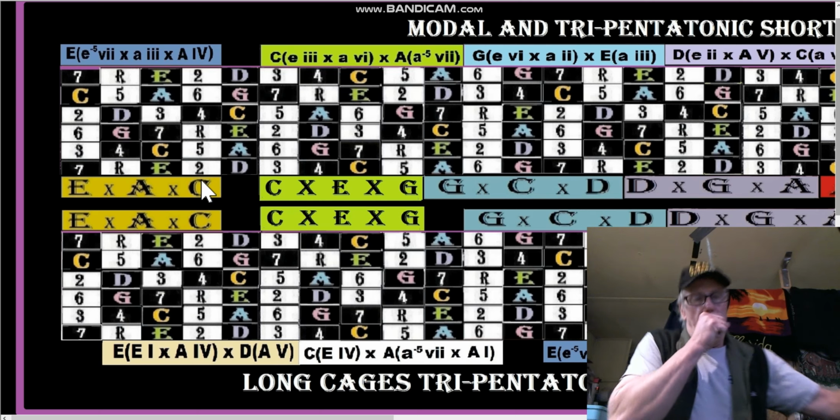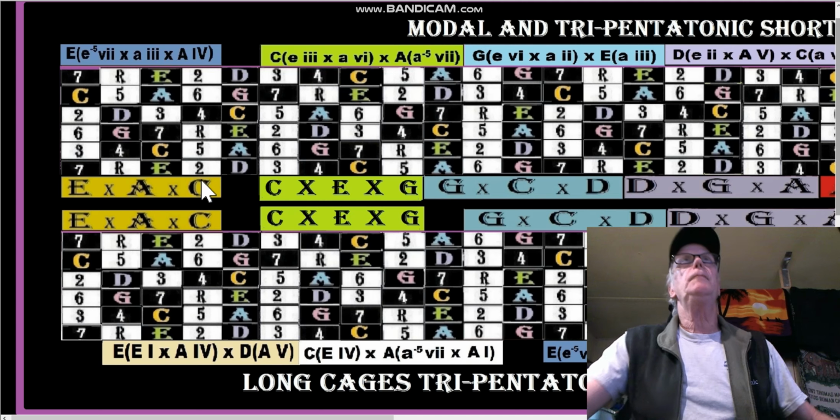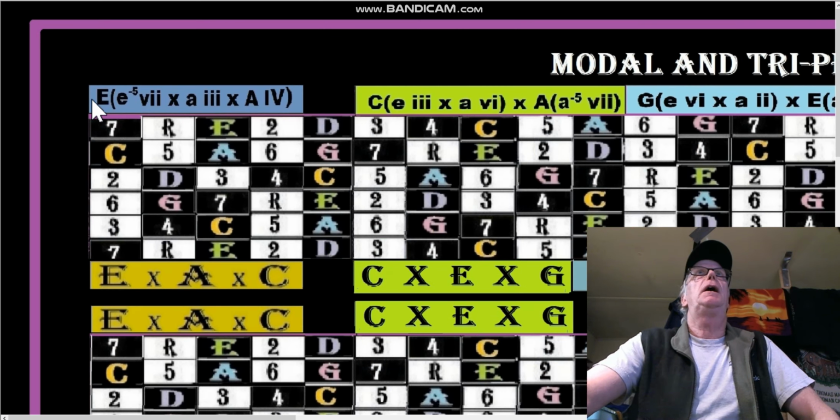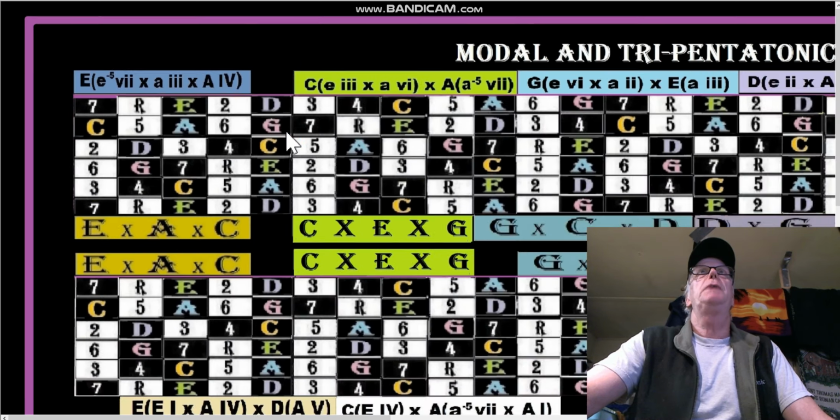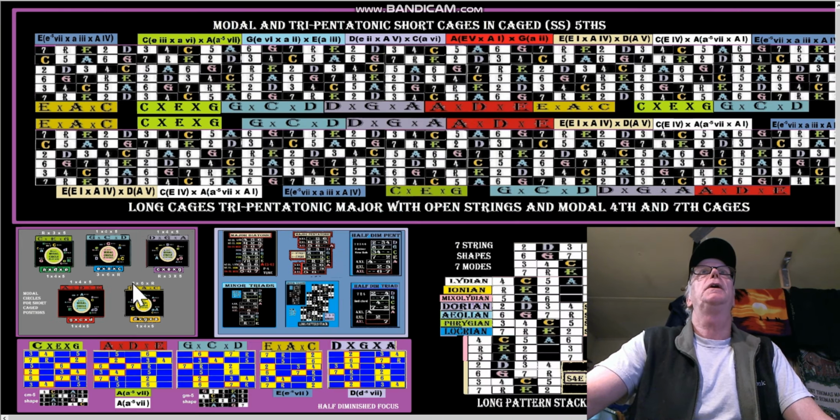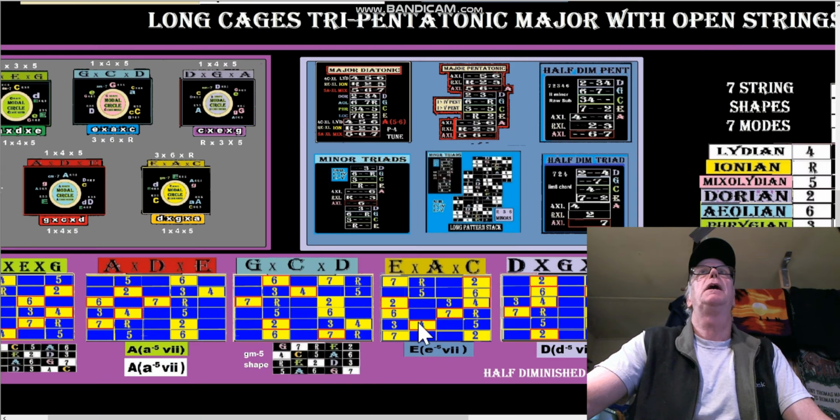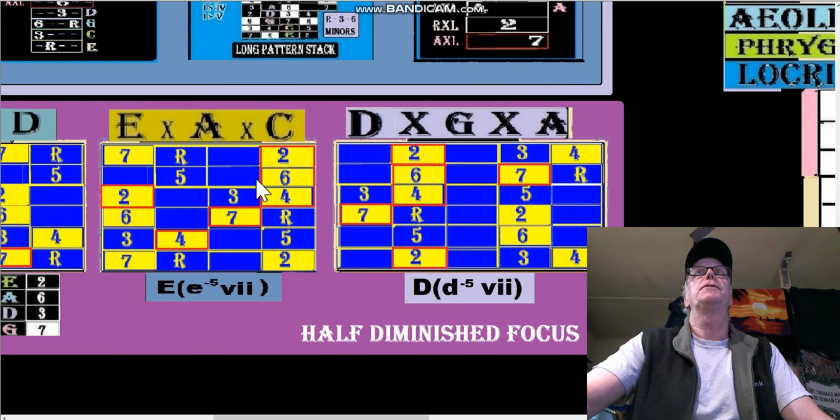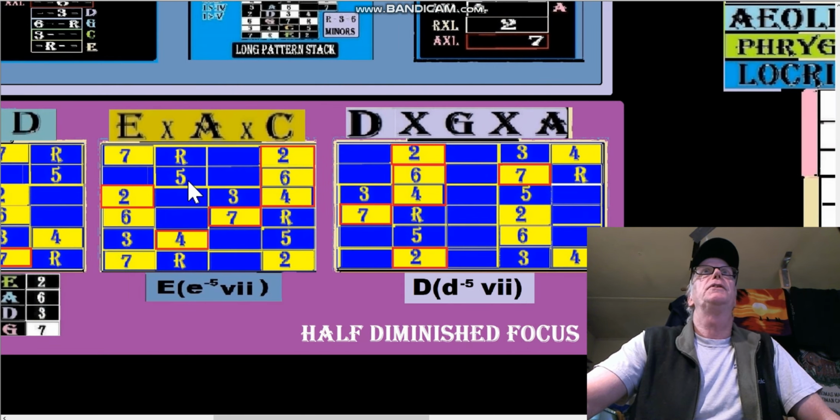Why? I'll show you. Here in the E box, we have an E minor diminished 5th, 7th. Okay, now let me zoom out for a second here and show you what I have down here in the E box. We can look at that. We can focus now on half diminished seventh here in the E box.